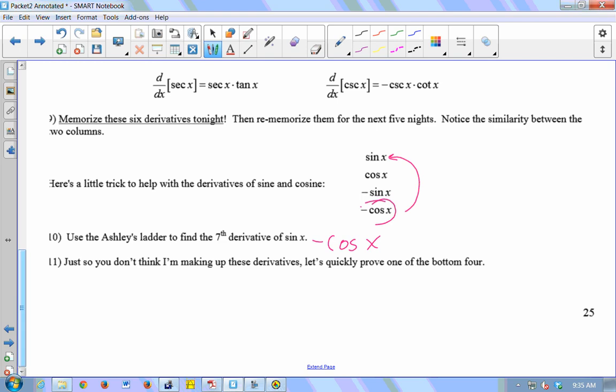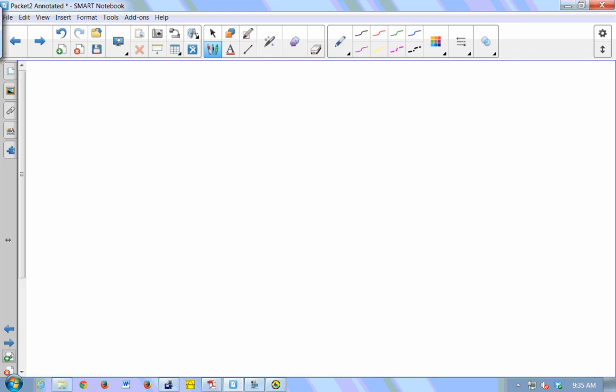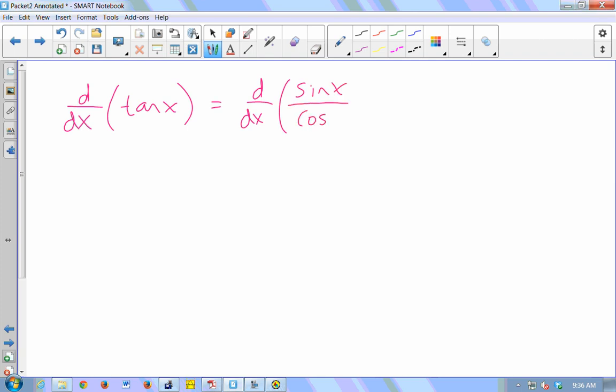All right, I just told you 6 derivative functions, and I only proved one of them for you. So just so you don't think I'm making up the rules, I'm going to prove one more. Let's do tangent. I want to take d dx of tangent x. I'm going to spare you a limit definition proof. We are going to rewrite tangent as sine over cosine. Then how do you take the derivative of sine over cosine? What would you do?